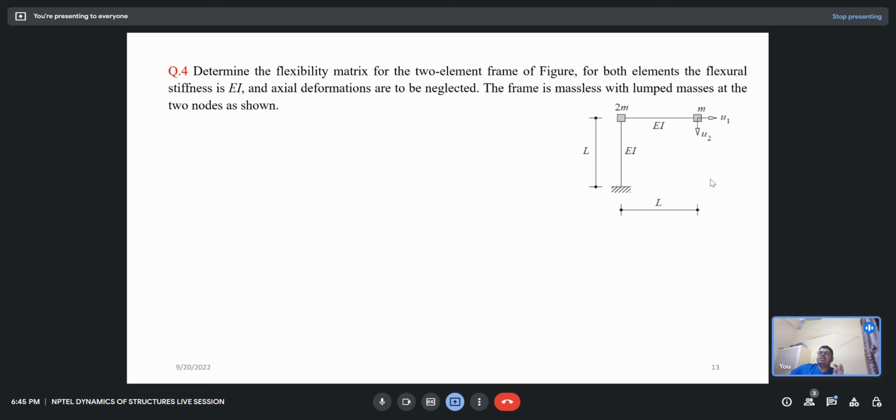So in this question, we have to find the flexibility matrix, and the inverse of the flexibility matrix gives us the stiffness matrix. So we need to find the flexibility matrix of this system. The degrees of freedom are given as U1 and U2. For the stiffness matrix, I apply the unit displacement at that particular degree of freedom, the other degrees of freedom are 0, and I calculate the forces. In this case, I will apply the unit load at that particular degree of freedom and calculate the displacement at the other degree of freedom. That gives me the flexibility.